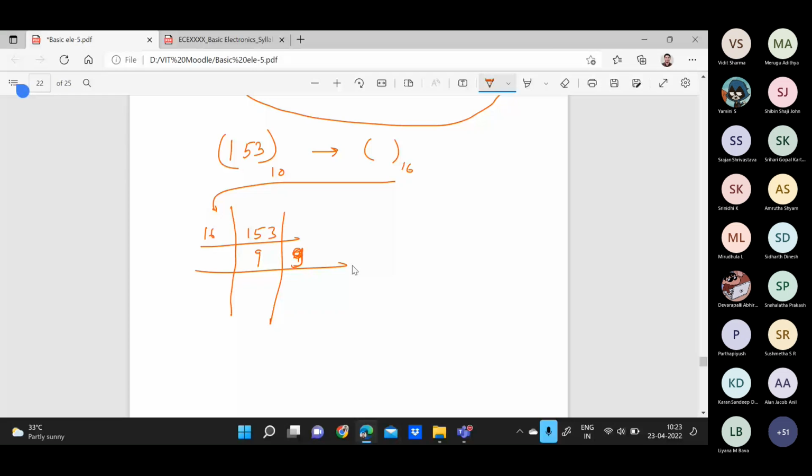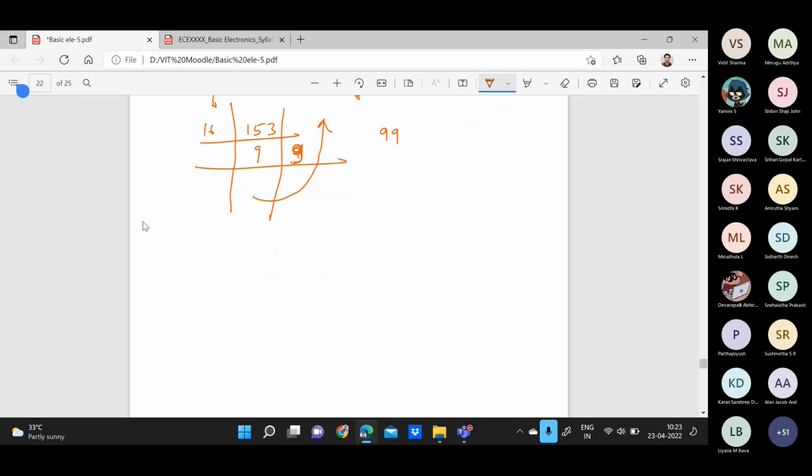Any number, if it is in decimal, how will we convert it into hexadecimal or any other base? The procedure will be like this. If it is an integer, you have to divide it by that base, and if it is a fractional decimal number like .125, then you need to multiply it, right? It's not depending on the base. So here you have to take the remainders from the bottom to top. The number will be 99, right?